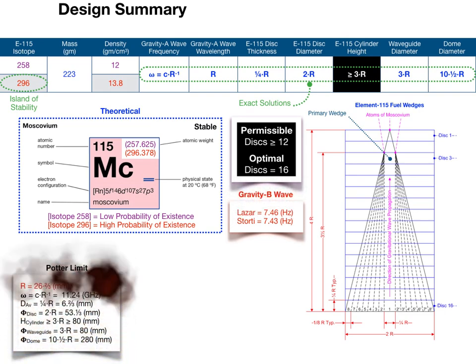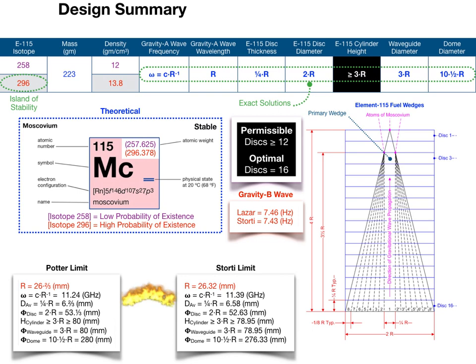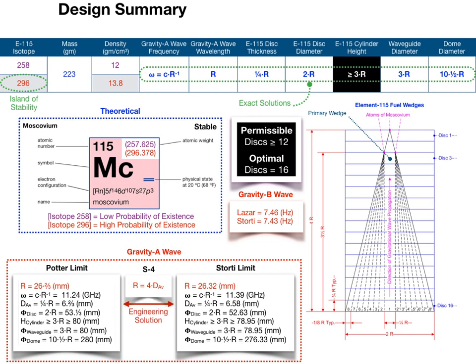In the simplest possible terms, we have solved many of the mysteries associated with the sports model. Please note that the S4 engineering solution sits between the Potter and Storti limits. Moreover, our investigation also concludes that element 115 is most likely to exist as an isotope on the beach of the island of stability, with an atomic weight of 296. However, isotope 258 cannot be conclusively excluded from possibility because it might occupy a place where our knowledge of nuclear physics is incomplete. So, as you can see, we have successfully reverse engineered some of the key principles of operation associated with the sports model. Please continue on to the addendum for more information.